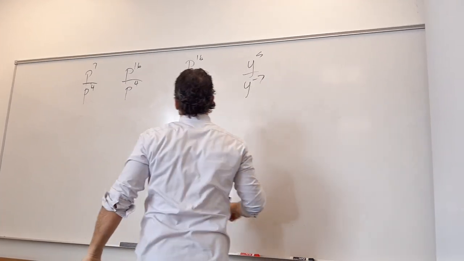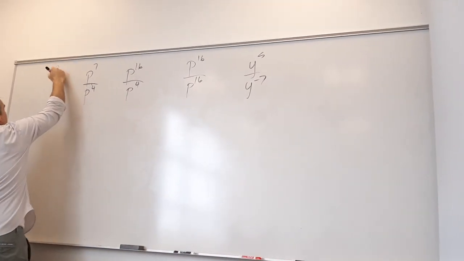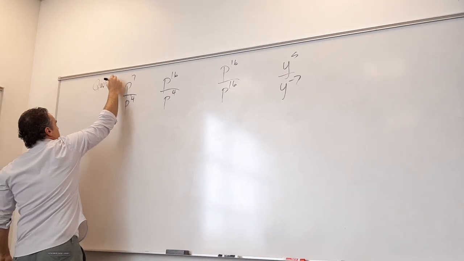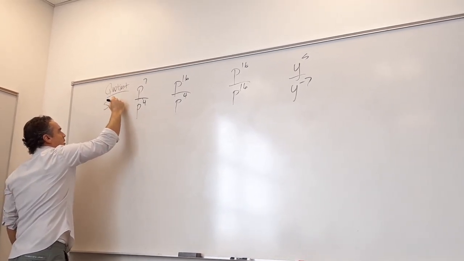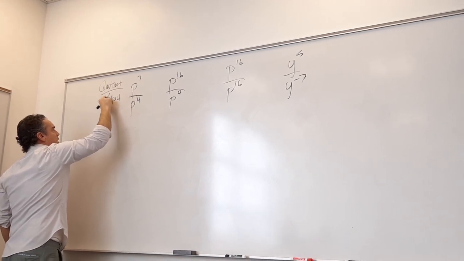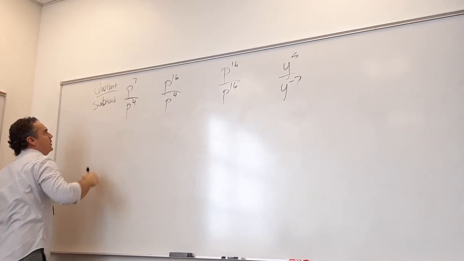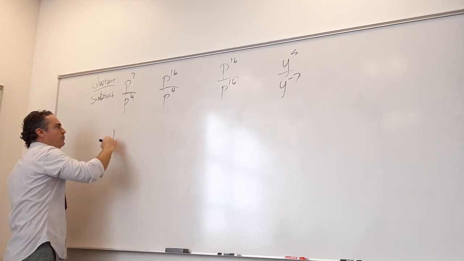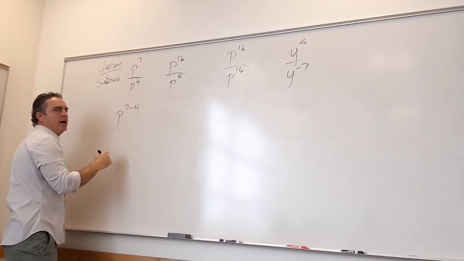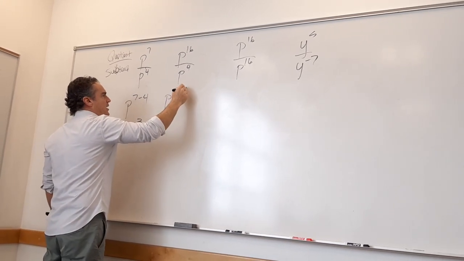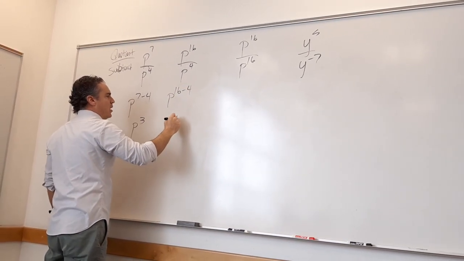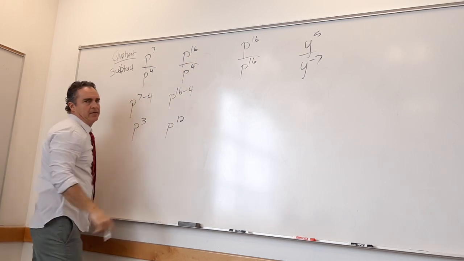Okay. These are all examples of what? Quotient rule. And we subtract, right? We subtract. Always subtract. So this ends up being p to the 7 minus 4, which makes what? P to the 3rd. This makes p to the 16 minus 4, which makes p to the 12. Okay, what did you want to do here?